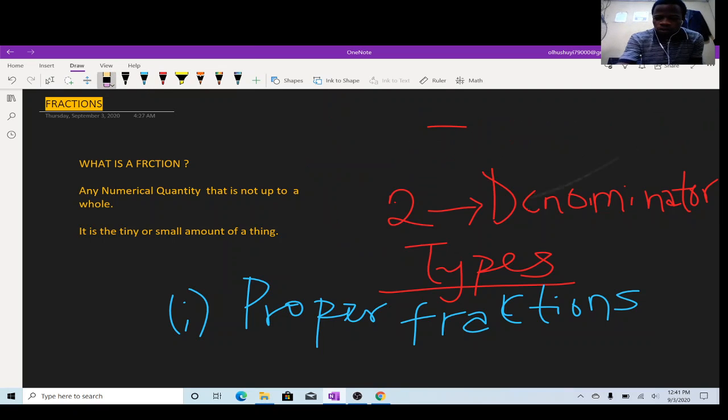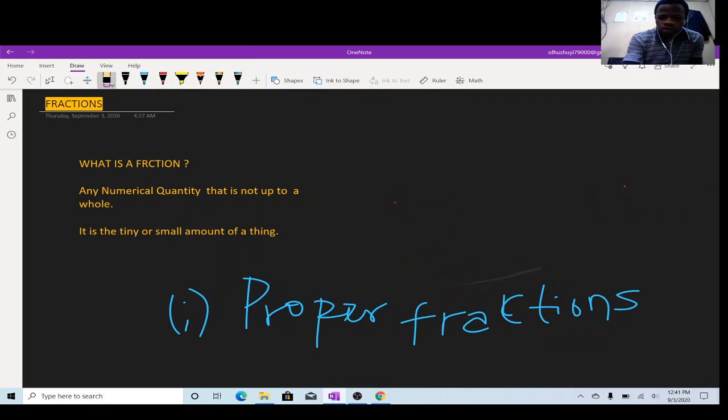If you talk about proper fractions, what comes to your mind when you hear the word proper? Proper is a grammatical word. It means it's okay, it's fine, a proper position, a good standing. Which means if something is proper, the placement is fine.